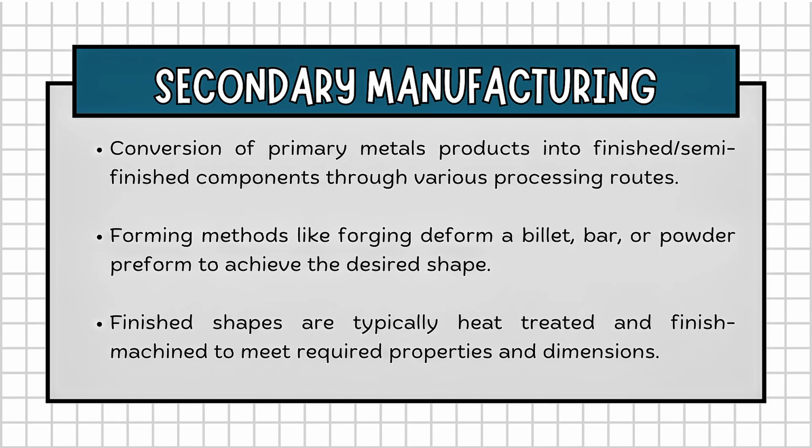In secondary manufacturing, the finished shapes are typically heat-treated and finish machined to meet required properties and dimensions. After forming the secondary shape, no matter which route is used, the component typically undergoes heat treatment. This step adjusts the microstructure to meet strength, hardness, toughness, or ductility requirements. Once the desired properties are achieved, we proceed to finish machining. This is where we refine the dimensions, tolerances, and surface finish so the component matches its exact design specification. Heat treatment and machining are almost always the final steps before a secondary product becomes ready for service.